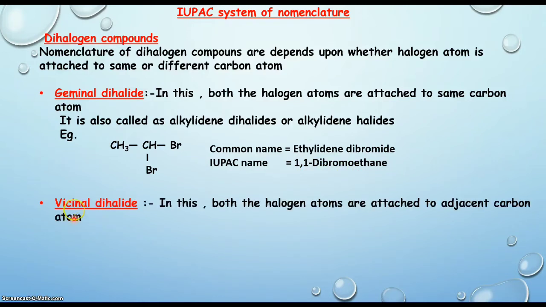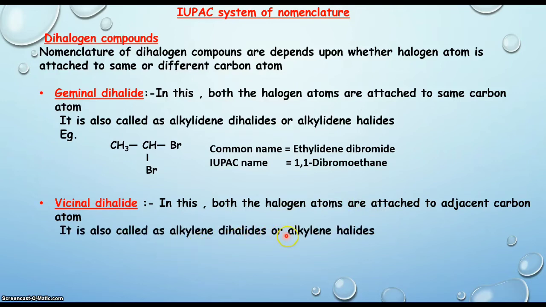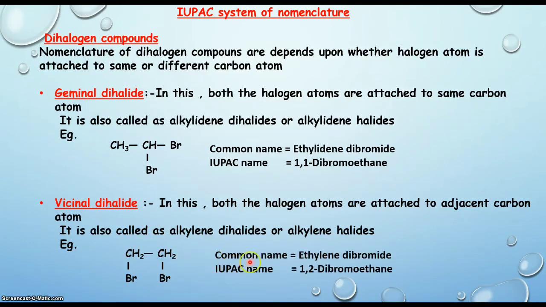Next one is vicinal dihalide. In this, both the halogen atoms are bonded to adjacent carbon atoms, and it is also called alkylene dihalide or alkylene halides. Here is the example of vicinal dihalides. Students, you can observe here both the bromines are bonded to adjacent carbon atoms. So, the common name for this structure is ethylene dibromide and the IUPAC name is 1,2-dibromoethane.